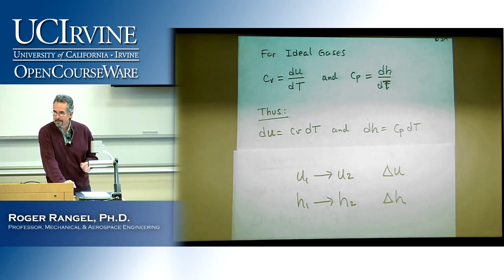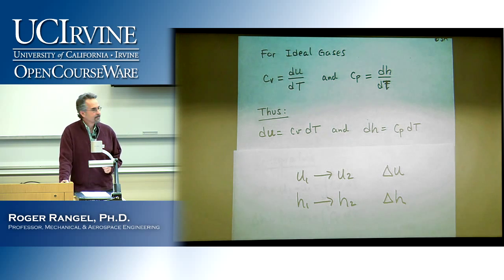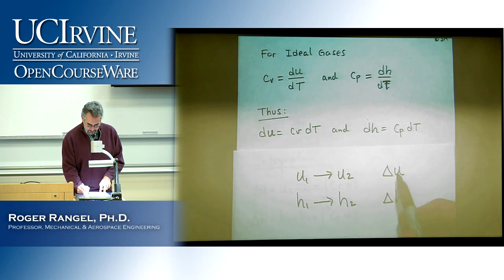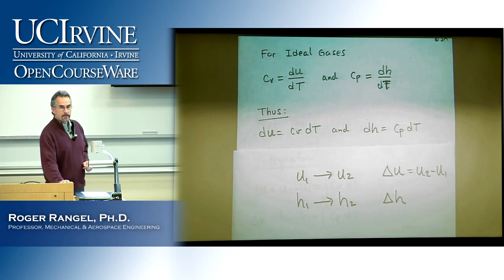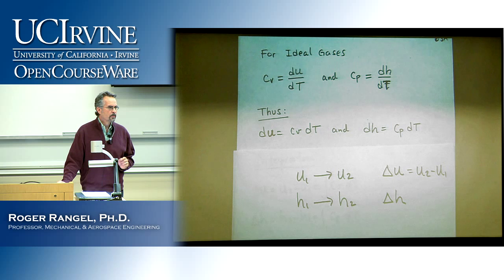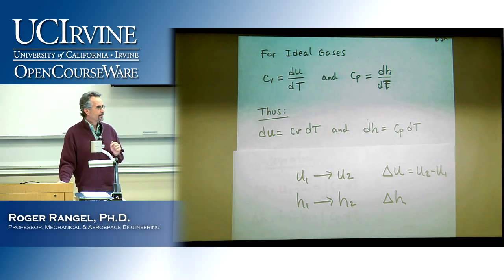Can somebody explain the difference between du and delta u? Delta u is just an average? No. Delta u is in fact u2 minus u1, right? So it's not an average. And what is du? The rate? It's not a rate because it's not divided by time.